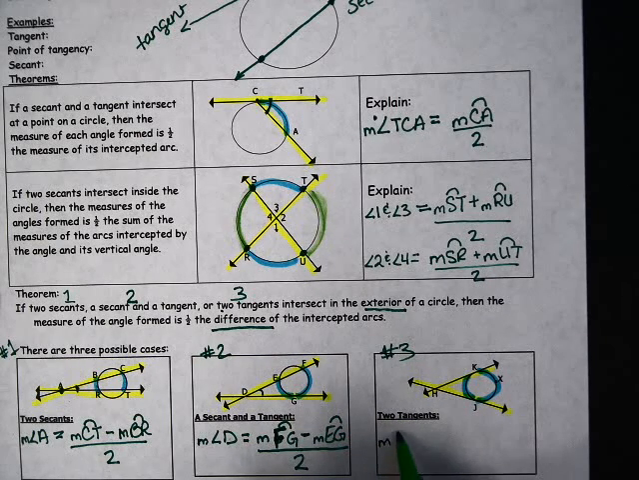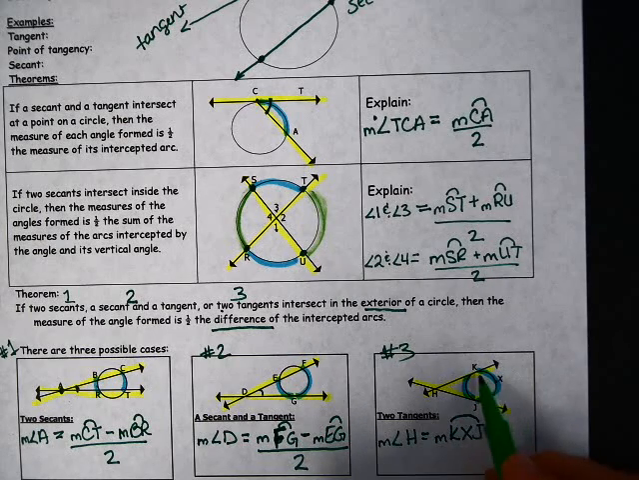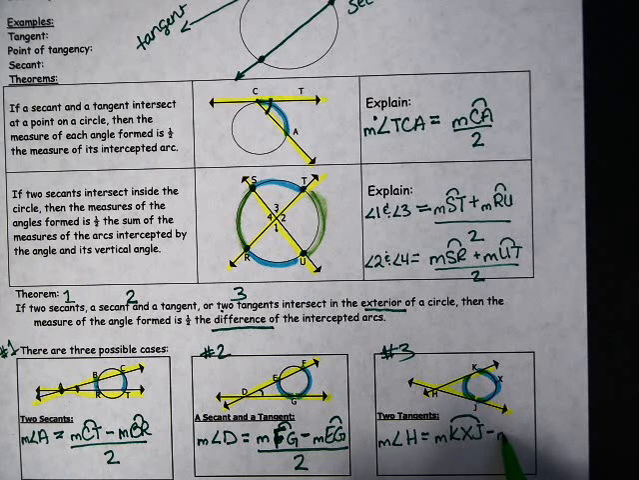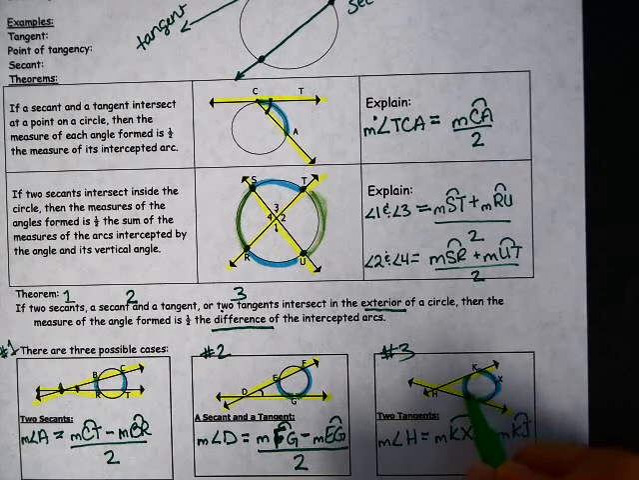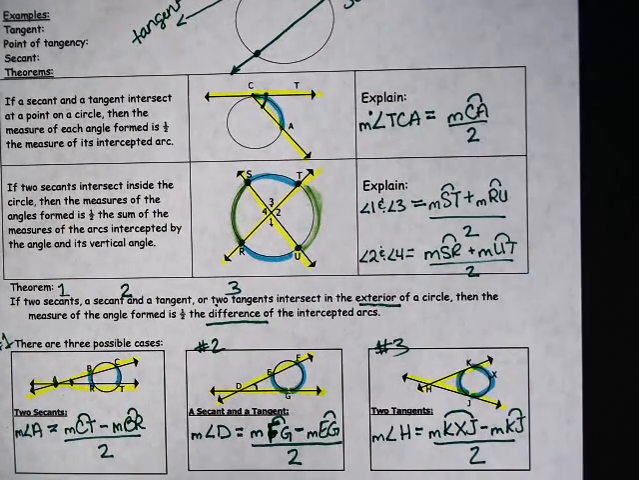So the measure of angle H is equal to the difference of arc KXJ. Notice I gave it 3 points because it is a major arc. And we're going to subtract arc KJ. That's this way. That's your minor arc. And again, divide it by 2.